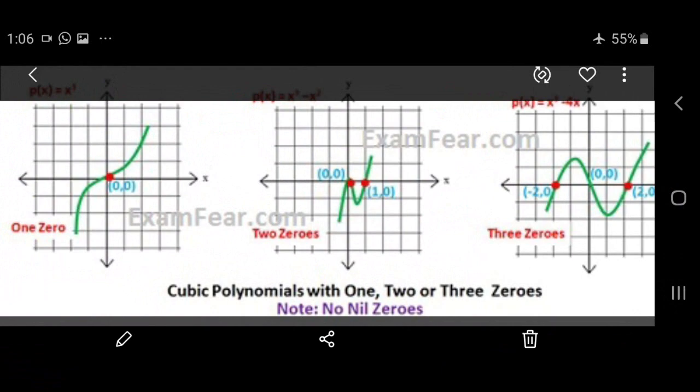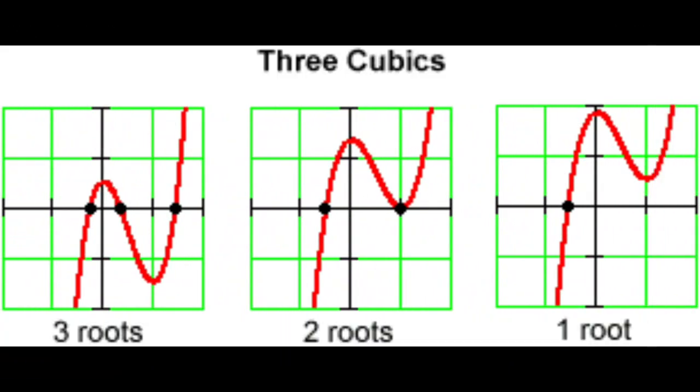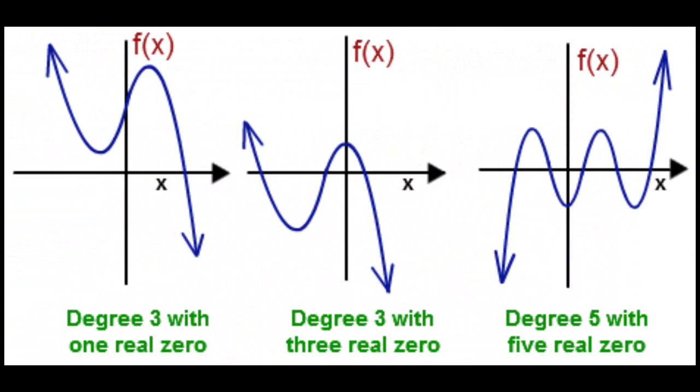Okay, next step. Cubics again. Here 3 roots. 3 roots means 3 zeros. Another name for zero is root. Here 3, here 2, here 1. Next, can you tell how many zeros are in each case?